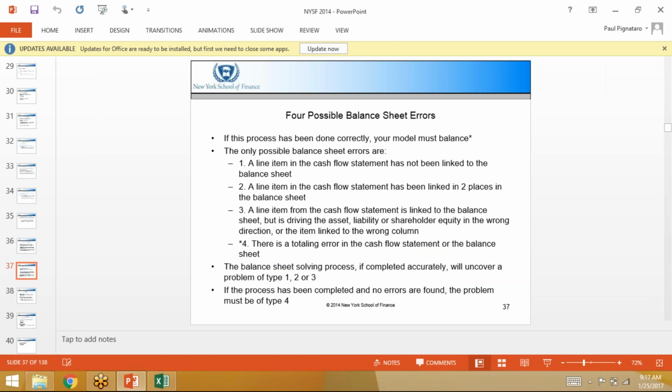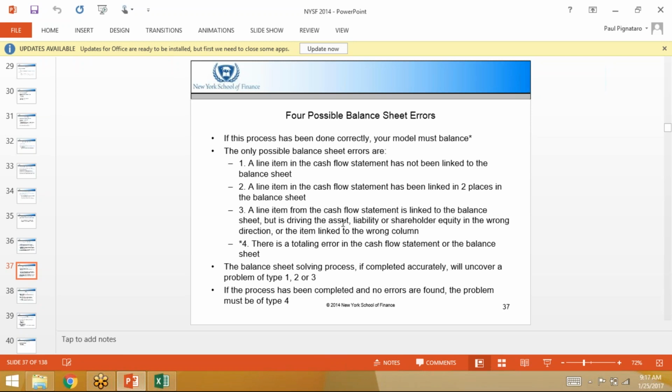Because if you've gone to the bottom and there's a line item that hasn't been checked off, then you know you've discovered a line item in the cash flow statement that has not been linked to the balance sheet. And if you've gone down and realized a line item has been checked off twice, then you know it's a line item in the cash flow statement that's been double counted. As you're going down, if you're realizing the numbers don't match, or it's going the wrong way, then it's pulling from the wrong column, or the pluses and minuses are off.